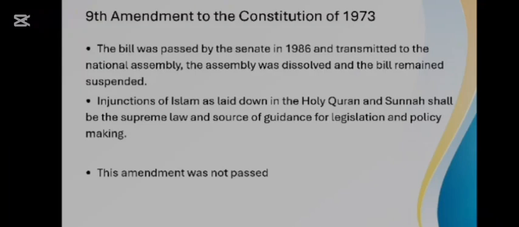Then, before it could be passed through the National Assembly for discussion, General Ziaul Haq dissolved the National Assembly. So this amendment was not passed. This constitutional amendment says that the Quran and Sunnah shall be the supreme law and source of guidance for legislation and policy making. Actually, General Zia dissolved the National Assembly and then wanted some legitimacy for the continuation of his rule, because by that time martial law had been lifted and he had no justification to continue his rule without conducting new elections within 90 days.